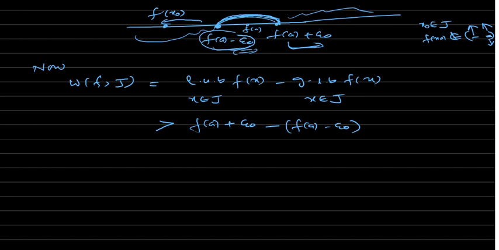Because you want to find the least upper bound of f x. This least upper bound can't be less than this, and the GLB cannot be greater than this, because if the least upper bound were less than this and the GLB greater than this, then the whole thing would lie in this part, which is not the case.